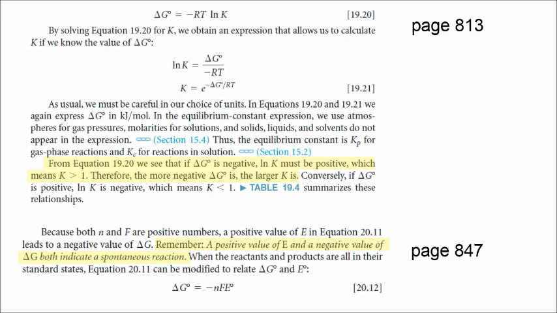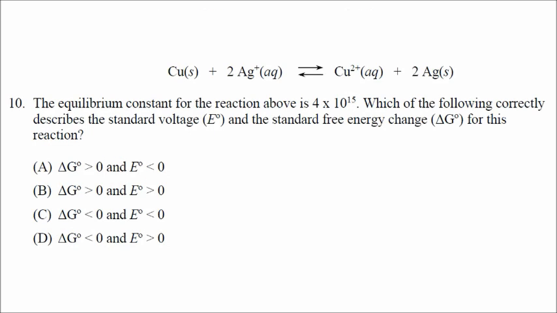So on page 813, back in chapter 19, it said that if delta G is negative, then K should be greater than 1. The more negative delta G is, the larger K is. And in chapter 20, on page 847, a positive value of the cell potential and a negative value of delta G both indicate a reaction that is favored or spontaneous. So if we have a large value of K, then we'd want delta G to be negative and the cell potential to be positive. Correct answer is D.